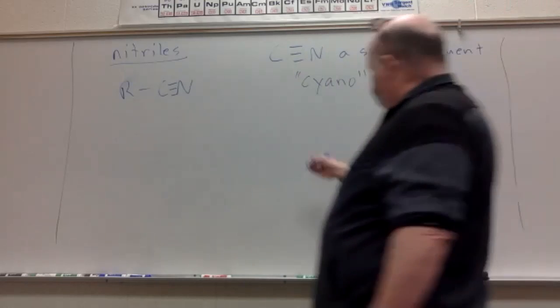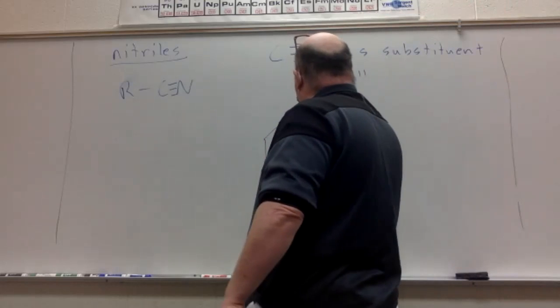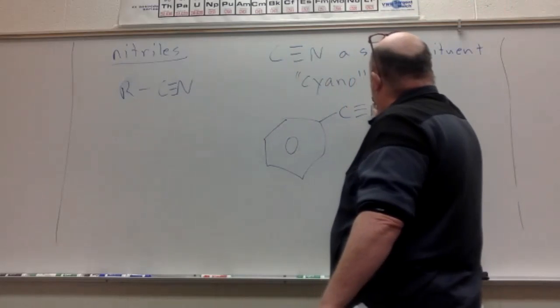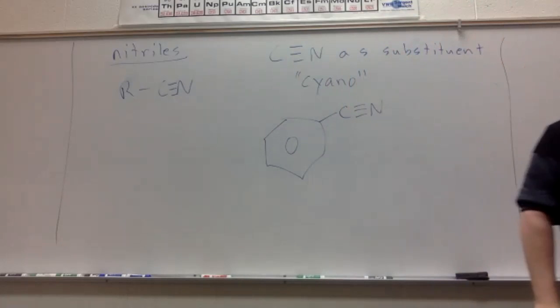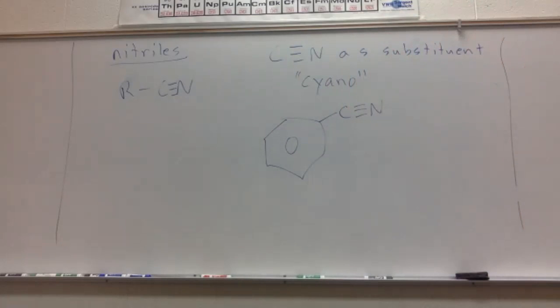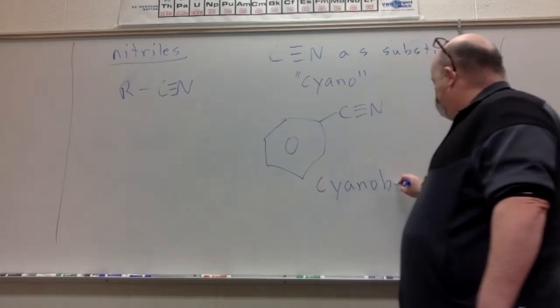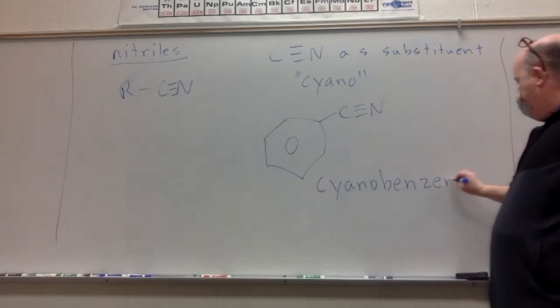So for example, say we had something like that. If we have it hanging off of a benzene ring, this would be called cyanobenzene.